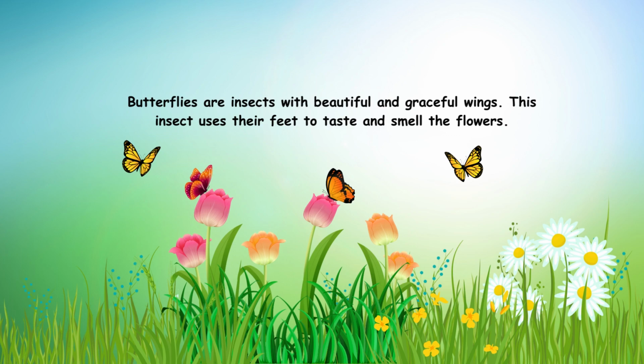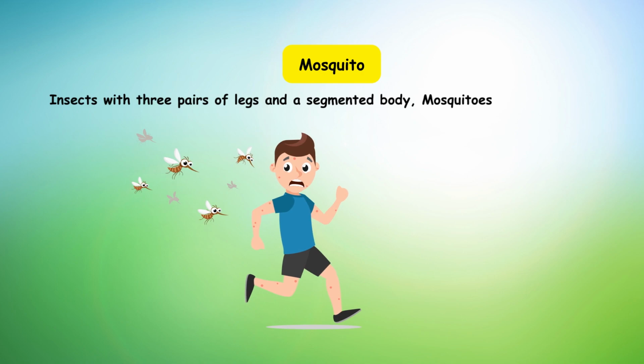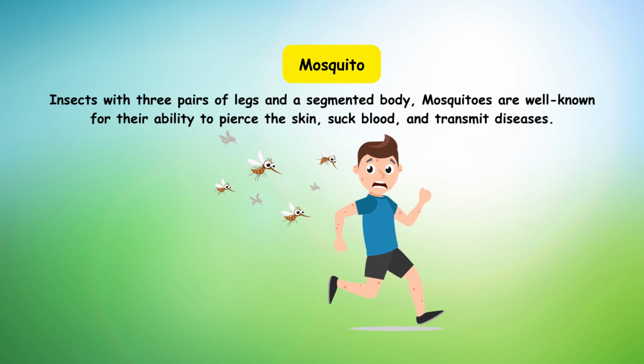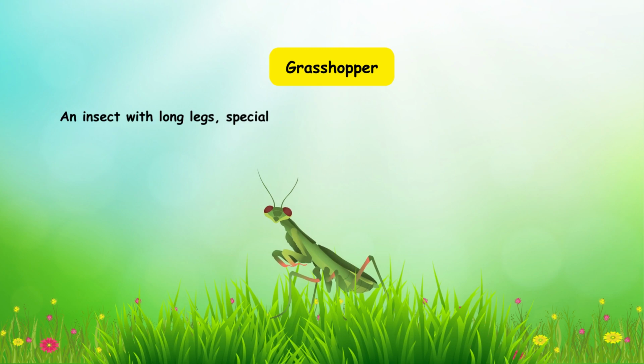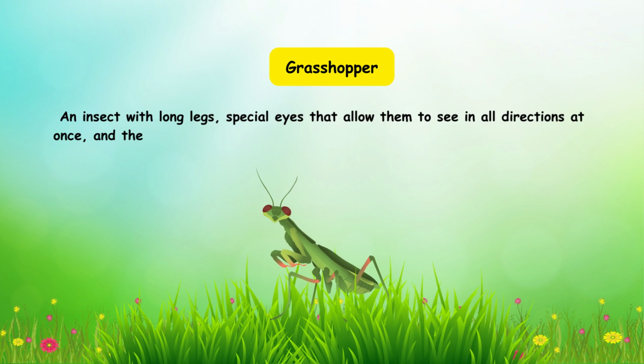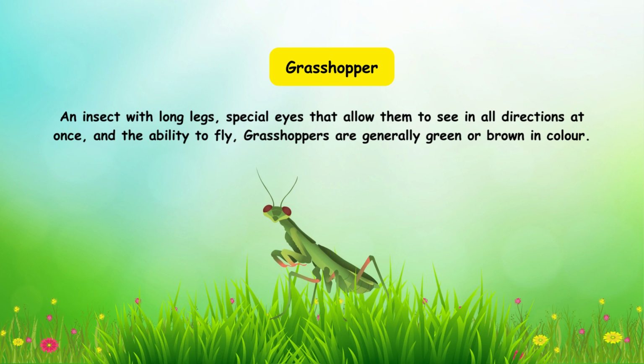M-O-S-Q-U-I-T-O, mosquito. Insects with three pairs of legs and a segmented body, mosquitoes are well known for their ability to pierce the skin, suck blood, and transmit diseases. G-R-A-S-S-H-O-P-P-E-R, grasshopper. An insect with long legs, special eyes that allow them to see in all directions at once, and the ability to fly, grasshoppers are generally green or brown in color.